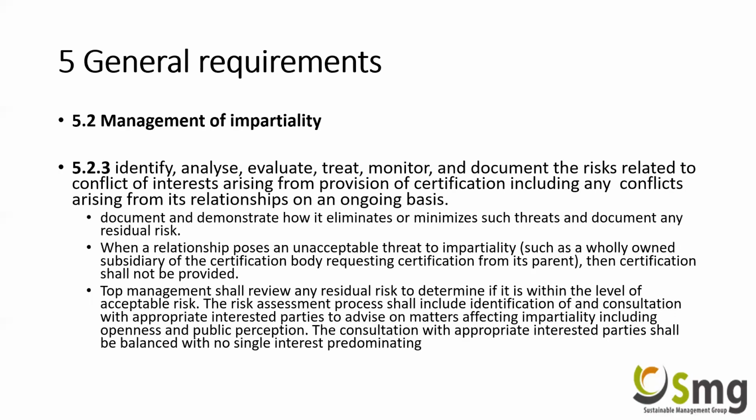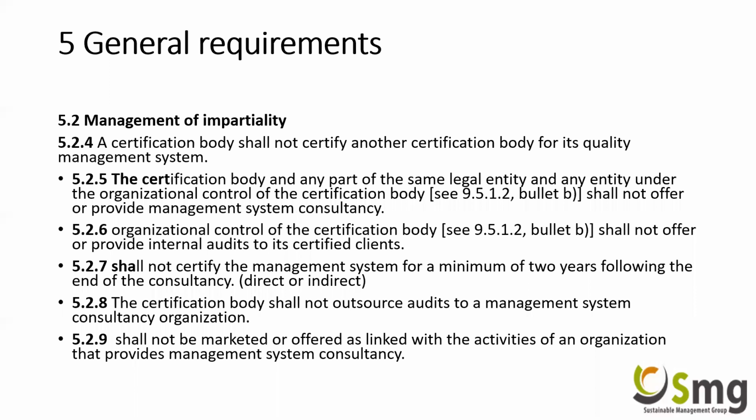The certification body must identify, analyze, evaluate, treat, monitor, and document the risks related to conflict of interest arising from provision of certification, including any conflicts arising from its relationships, on an ongoing basis. So we need to look at risks that we might have that will not allow us to be impartial. We have to show how we work with that and how any relationship that we have will work with impartiality, and then we make sure that this is very well done.